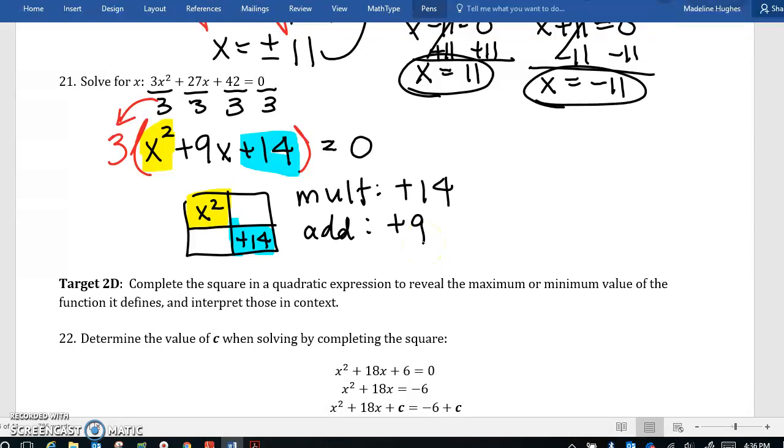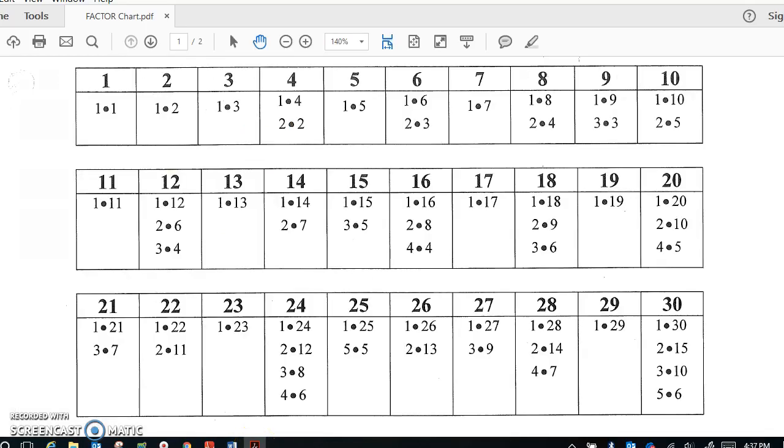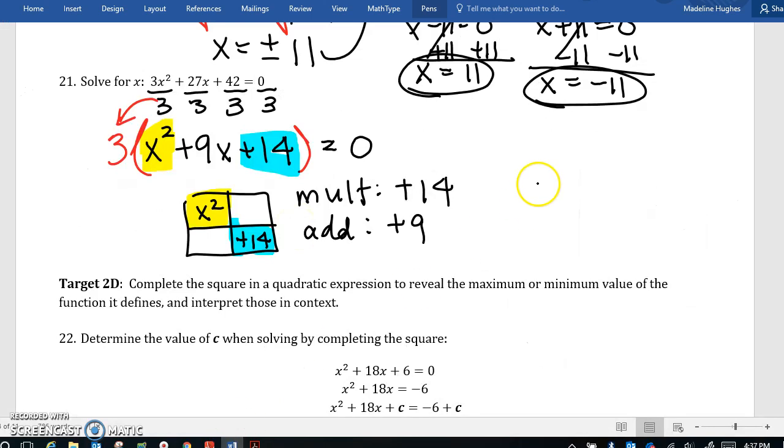So I'm going to go over to my factors cheat sheet. And I'm going to look for 14. Here it is. And I have 1 times 14 or 2 times 7. Okay, so I'm just going to write that down so I can see. And I need them to add to 9. It looks like 2 and 7 is going to work.